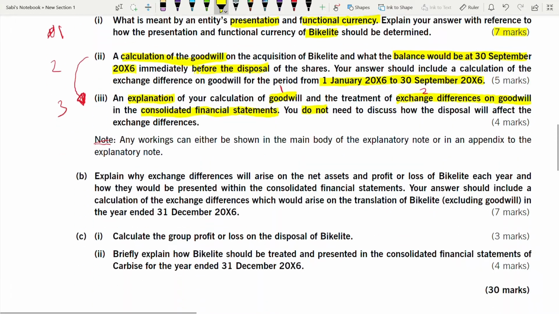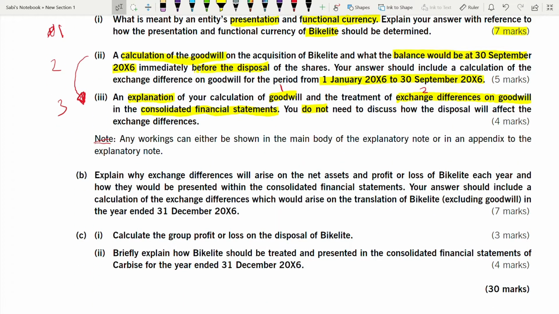Alright, coming to part B. Explain why exchange differences will arise on the net assets and profit or loss of the pipeline each year. Explain. My dear, don't calculate when you're told to explain. Yes, of course, you need to do some calculations, but you also have to explain. That is the main thing. If you just calculate and you don't explain, you will not get the marks, even if technically your calculation is right. So explain why exchange differences will arise on the net assets and profit or loss of the pipeline each year, and how this will be presented within the consolidated financial statements.